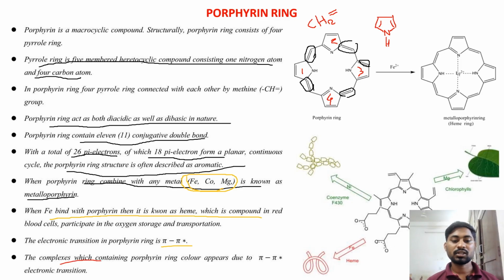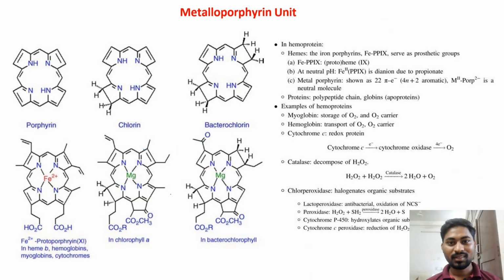In complexes containing the porphyrin ring, the color appears due to the pi to pi star transition. How will this color appear? The red color appears because of the electronic transition, pi to pi star. Okay, we can move to the next slide.